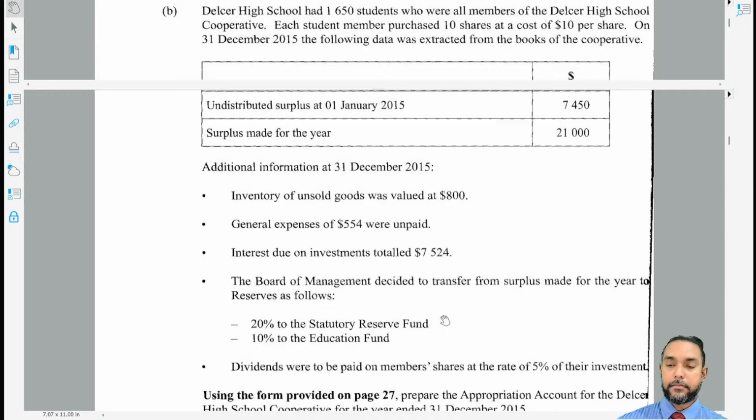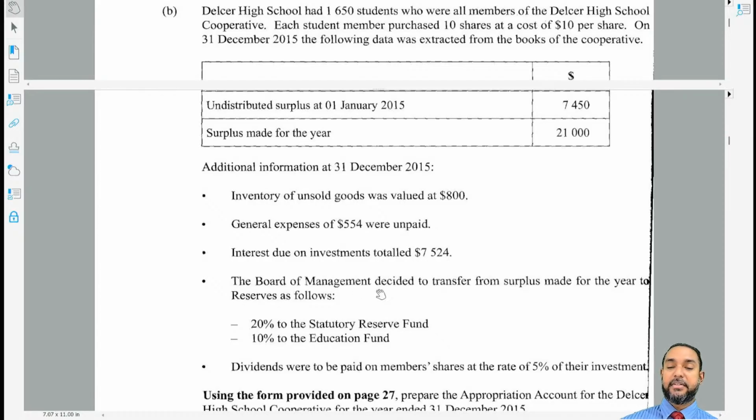Okay. So we have undistributed surplus at the start of the year, 7,450. Surplus made for the year is 21,000. Additional information: inventory of goods sold, that's closing stock, not relevant right now. General expenses were unpaid as an accrual. Interest due on investments total this. That's like an accrued revenue, okay?